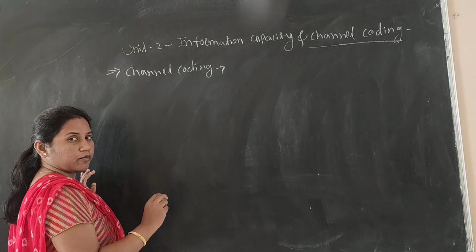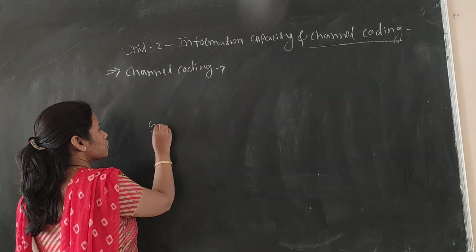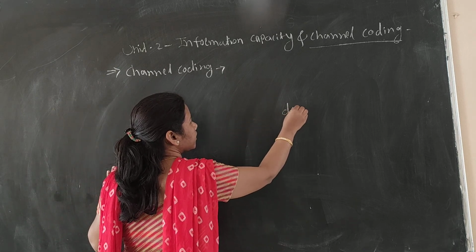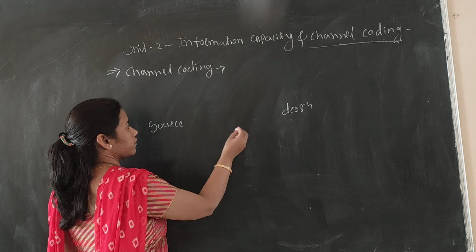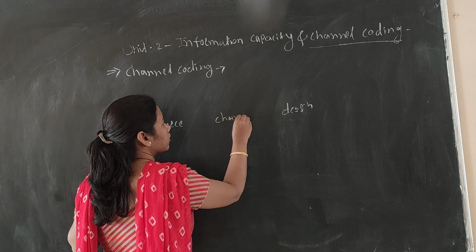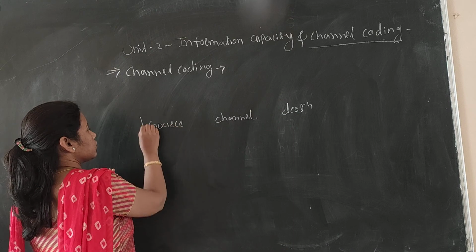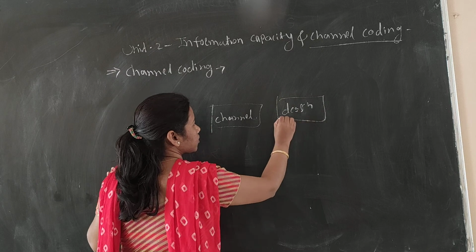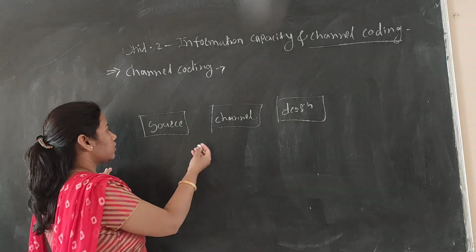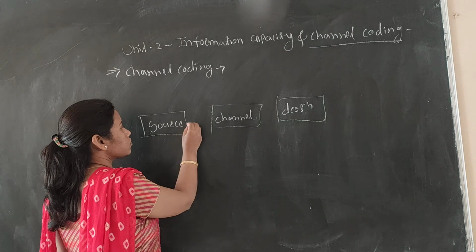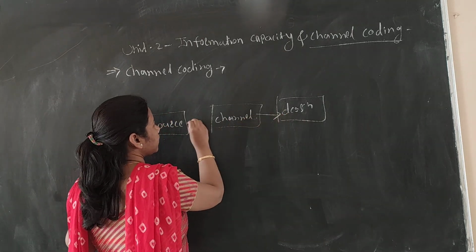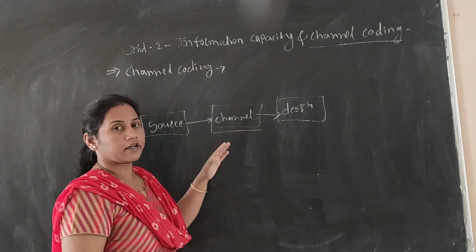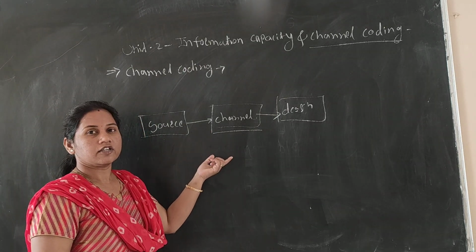Because in any communication system, we require a source, then a destination, which is nothing but a receiver, and the channel. This is the information source, this is the channel, and this is the destination. When we want to transfer some information from the source to the destination, we require a medium through which we can send the data, and this medium is nothing but a channel.